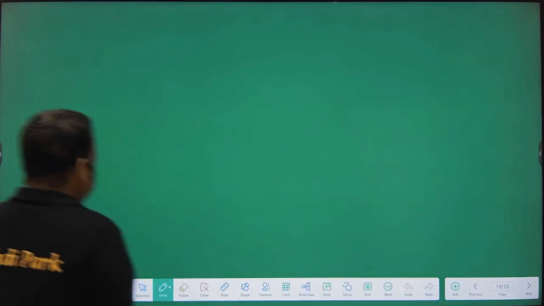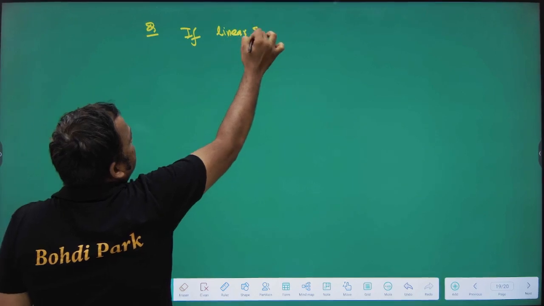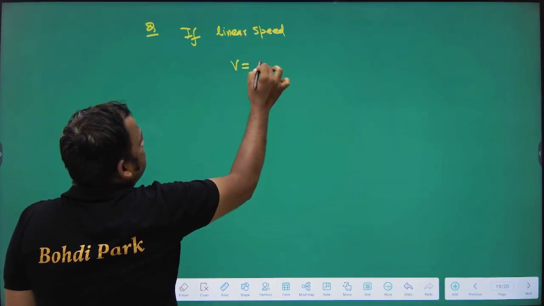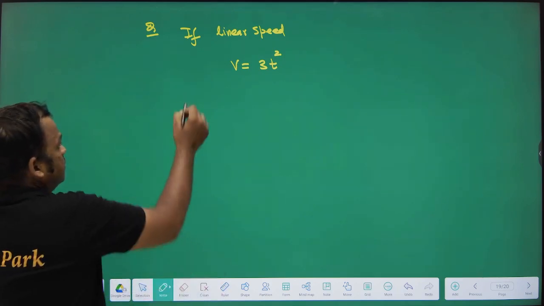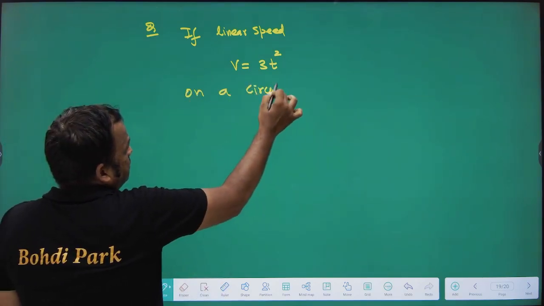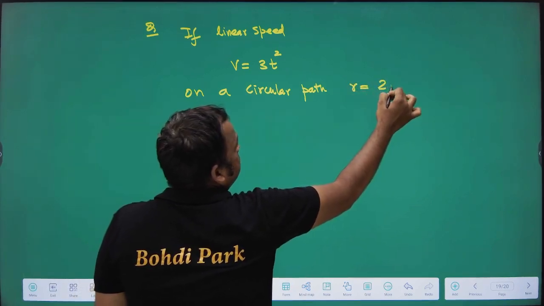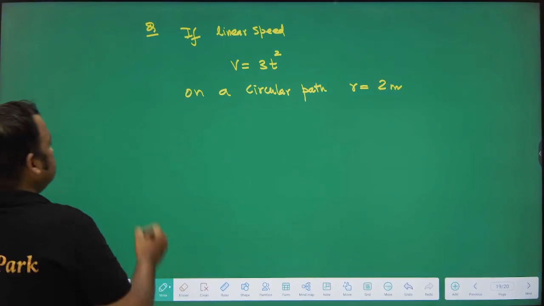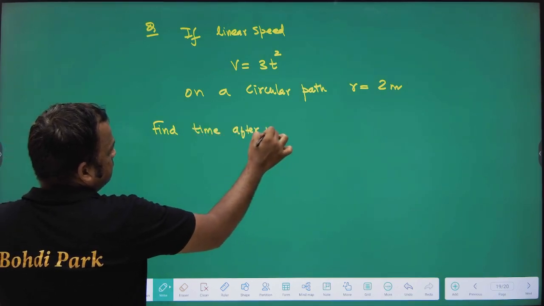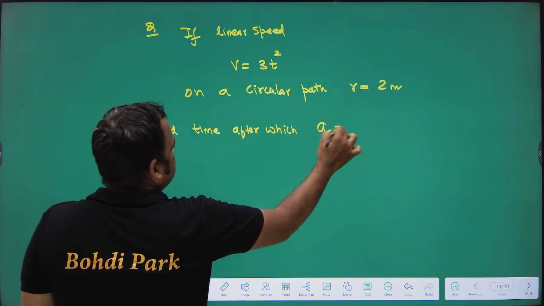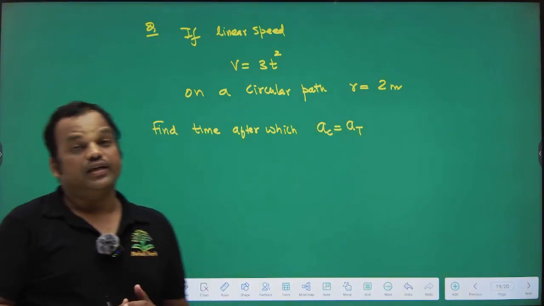Now let's do one question. If linear speed v is equal to 3t square on a circular motion, on a circular path with radius 2 meter, find the time after which centripetal acceleration and tangential acceleration both become equal in magnitude.